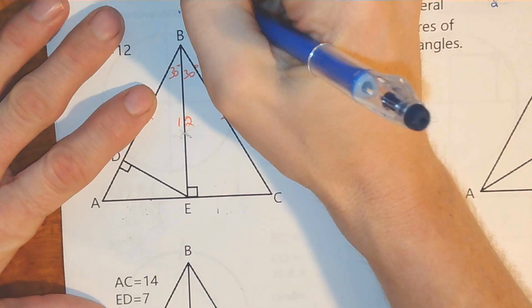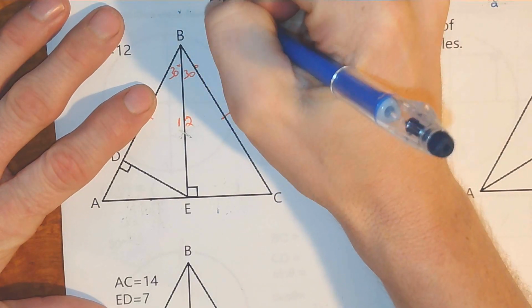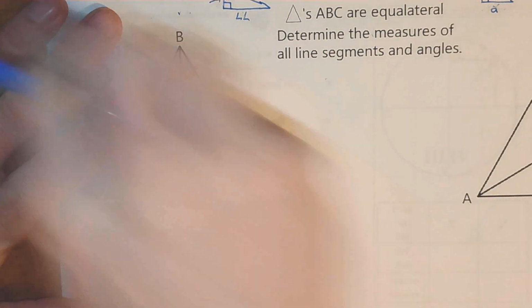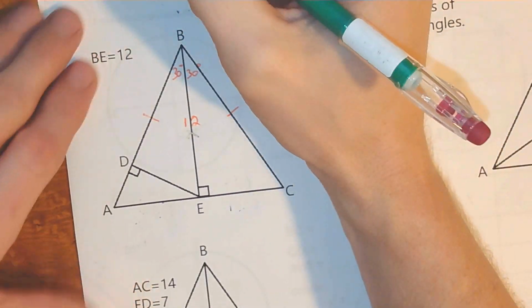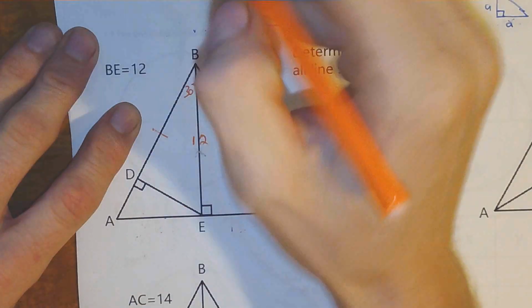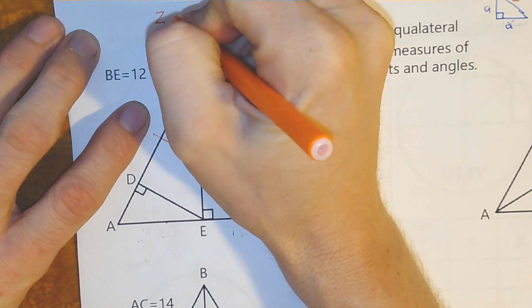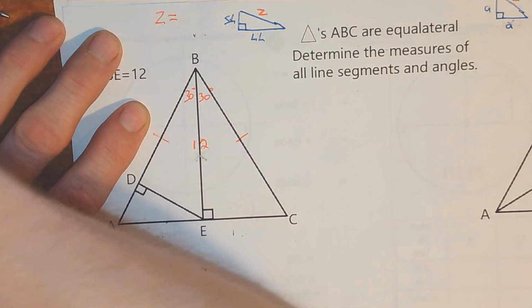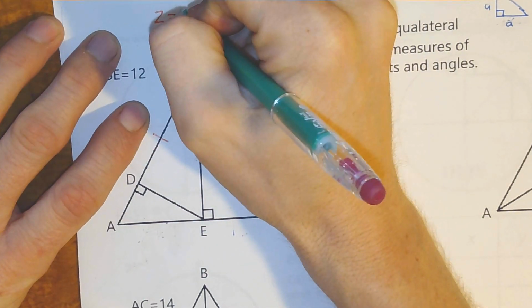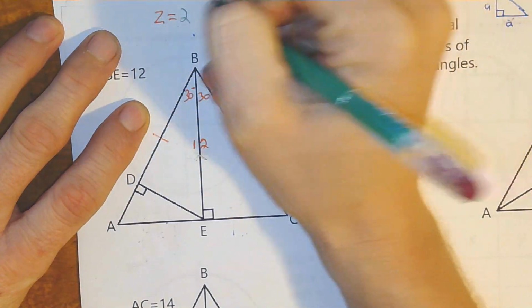This is my short length. This is my long length. Yeah, that's why I'm going to do that. Okay. So, z equals 2 of my short lengths.